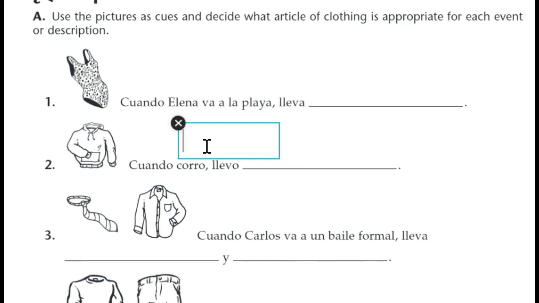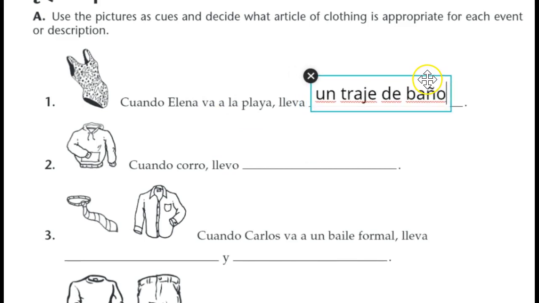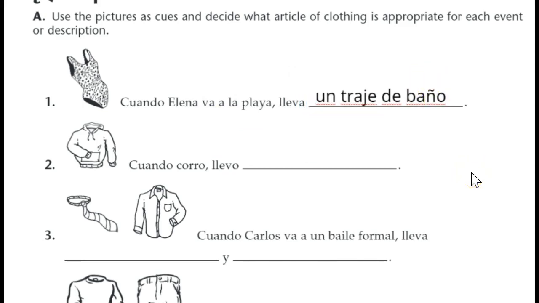So in this exercise, you won't see it in this chapter. You'll just be bringing up things from prior units, and especially the prior year. So we have cuando Elena va a la playa lleva, right? When Elena goes to the beach, she wears, and it has a little hint there. Of course, she wears a bathing suit. So un traje de baño would be the answer here. Okay, now again, it's not in your vocabulary for this unit, but it is some review. So make sure you take a look at those.